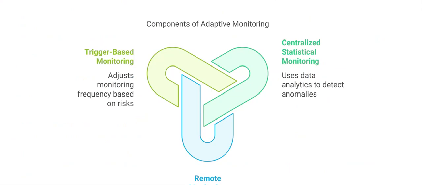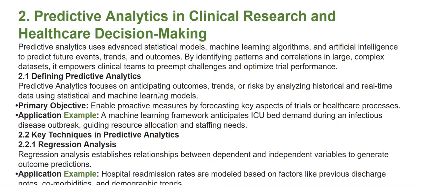Here's a diagram that summarizes the components of adaptive monitoring, as we have here. The centralized statistical monitoring, CSM, uses data analytics to detect anomalies. We have the trigger-based monitoring, which adjusts monitoring frequency based on risks or certain issues. And then we have the remote monitoring, which enables electronic oversight in real time.